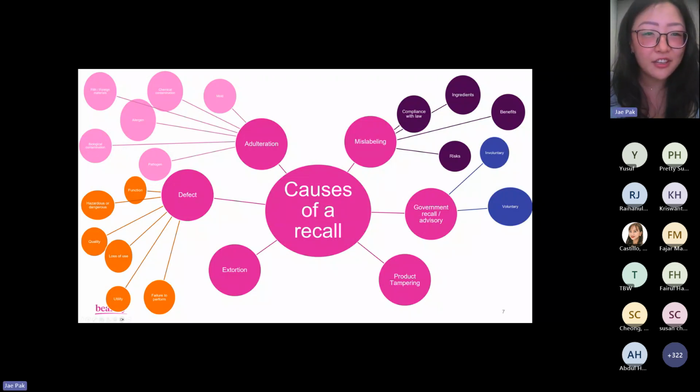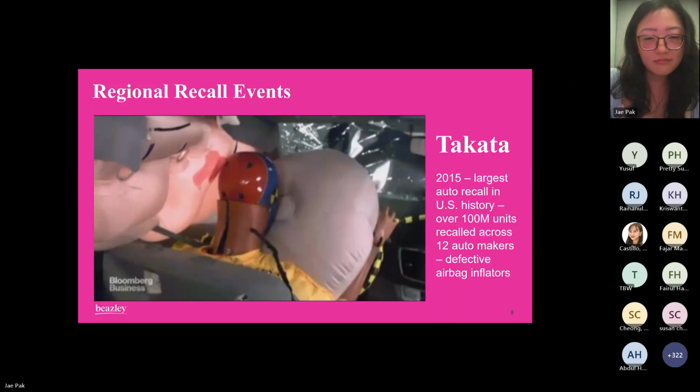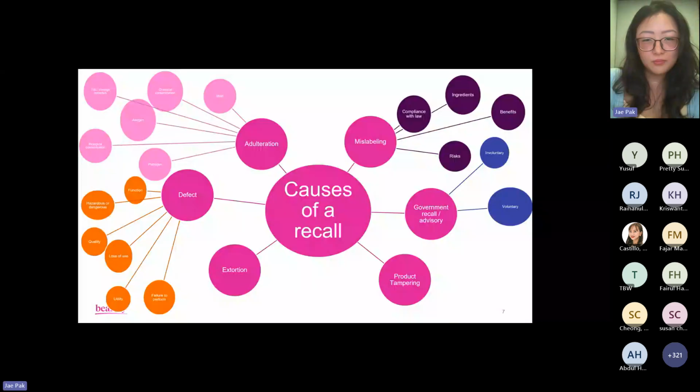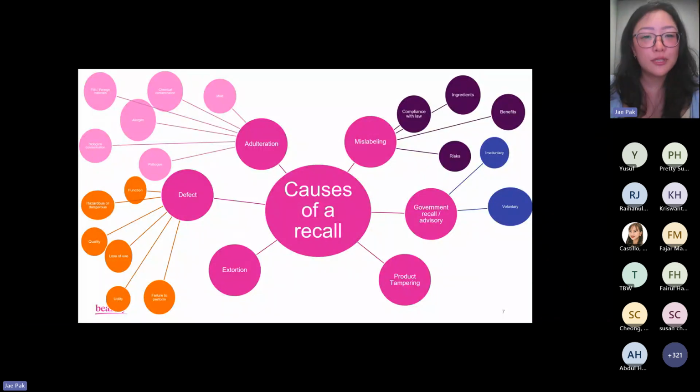Another cause of a recall could be a government recall or government advisory. So there is a difference between the two. Typically, a government recall is going to name your specific product, whereas a government advisory is more of a general notice given to the public, telling you to not consume a type of product.